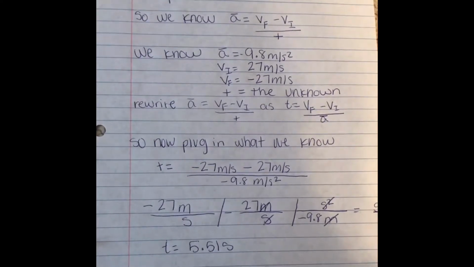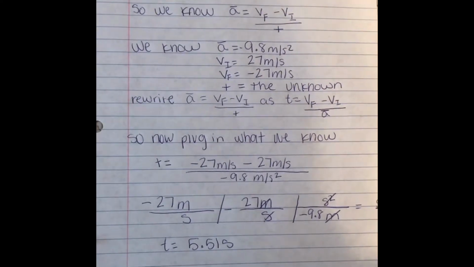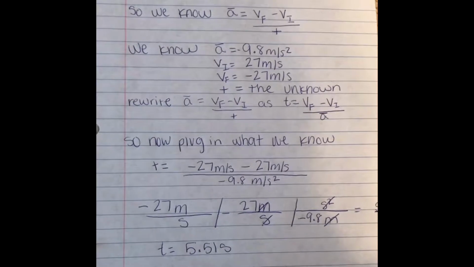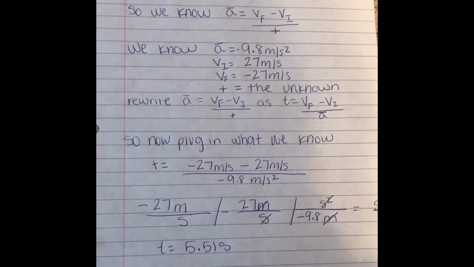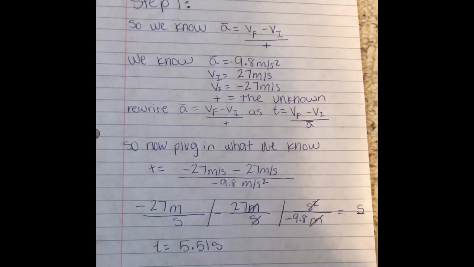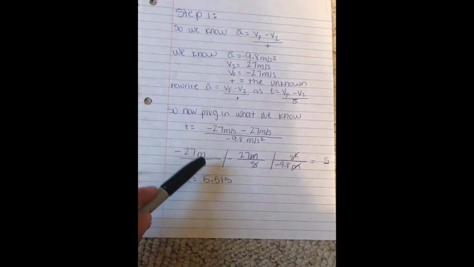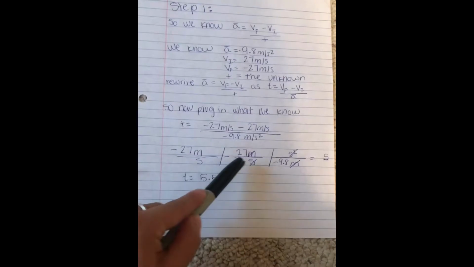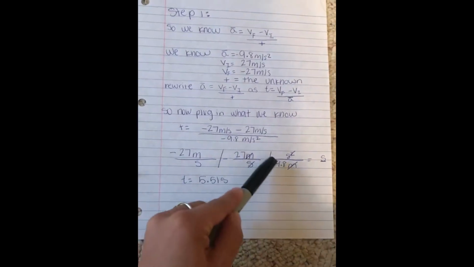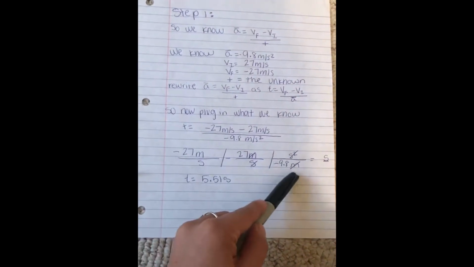So now we can plug in what we know. Negative 27 meters per second minus 27 meters per second over negative 9.8 meters per second squared. This is what it would look like if you used unit analysis. You have your negative 27 meters per second minus 27 meters per second divided by negative 9.8 meters per second squared.